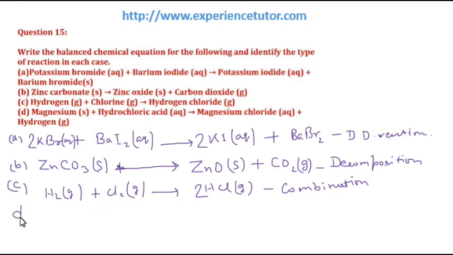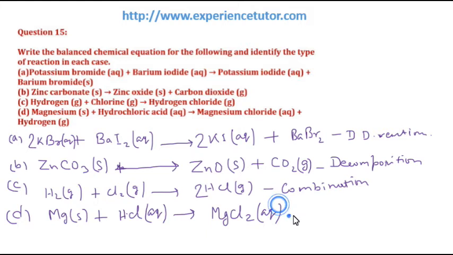The fourth one, magnesium solid plus hydrochloric acid HCl, this is aqueous, gives MgCl2, which is aqueous, plus H2, which is gas. Displacement reaction.